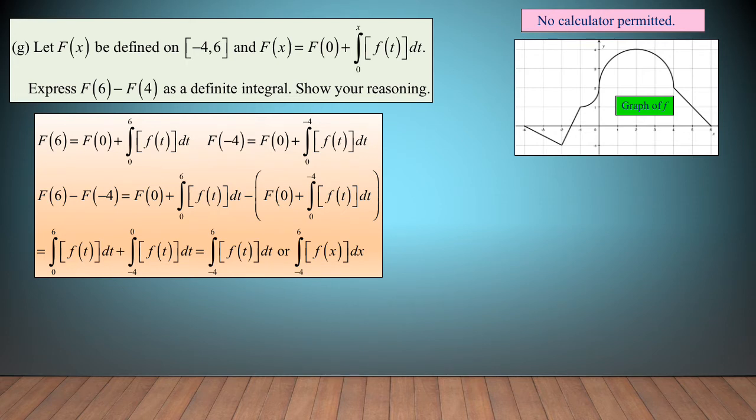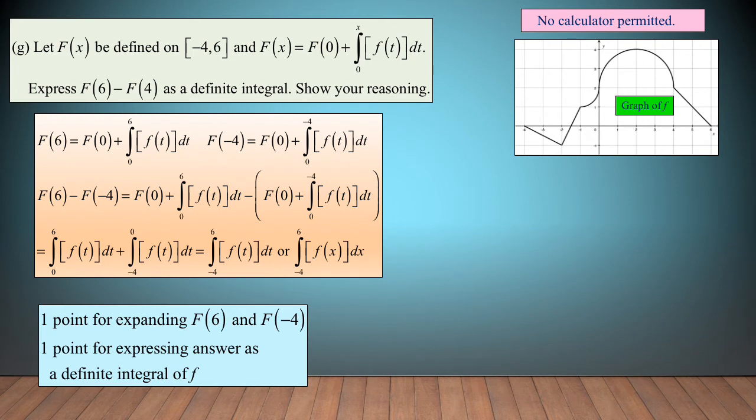Realize that the answer could also be expressed as the integral from -4 to 6 of f of x dx. The variable does not matter. For grading, you get 1 point for expanding capital F of 6 and capital F of -4, and then 1 point for expressing your answer as a definite integral of little f.